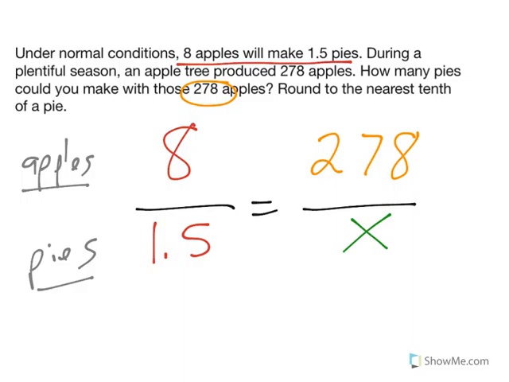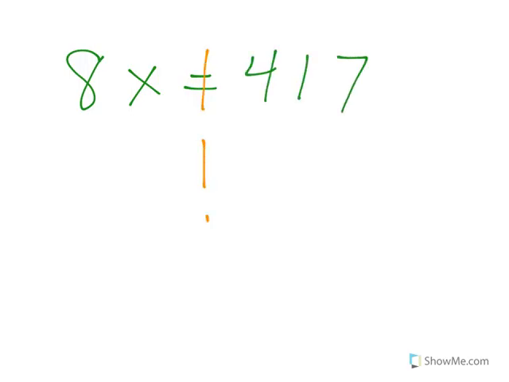So we have our proportion, and these words help keep it consistent. So now that I have my proportion, I can use cross multiplying to solve. So I end up with 8x equals 417 when I do my cross multiplying. Again, the equation sign splits it up into 2 equal sides.